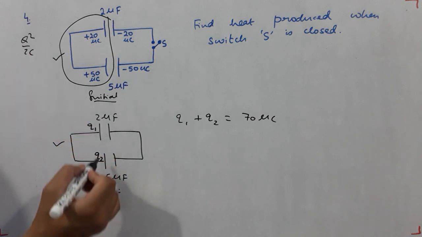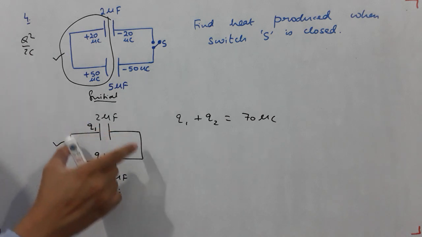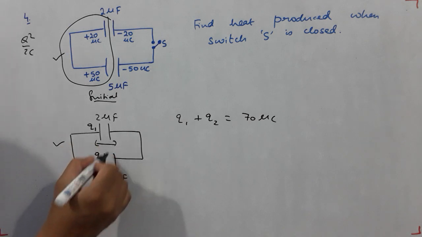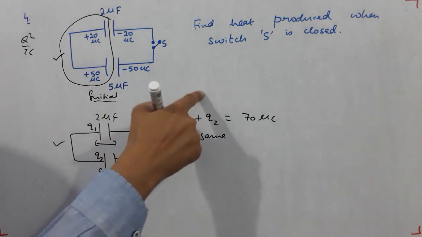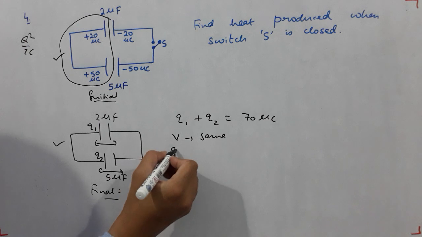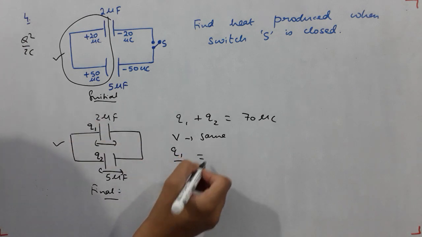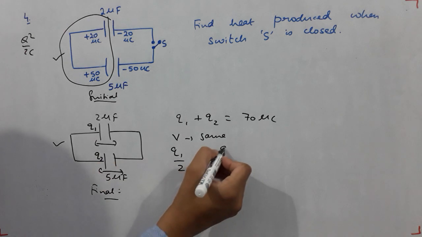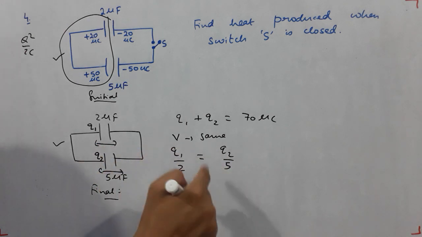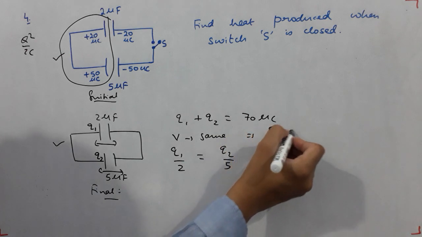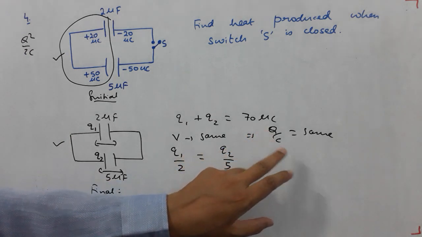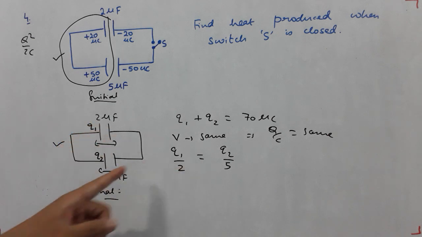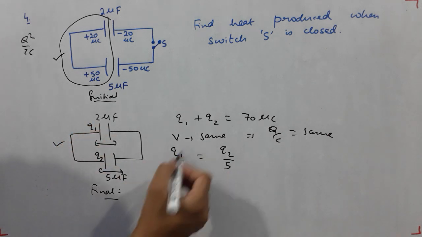Now the two plates of this capacitor and the second capacitor are connected together, so this potential difference and this potential difference must be the same. If V is the same for them, we know Q is equal to CV, so V is Q by C. That means Q1 by 2 should be equal to Q2 by 5. I am repeating it again: V is the same means Q by C should be the same. So for both capacitors, the ratio of charge to capacitance should be equal. This is Q1 by 2 microfarad, this is Q2 by 5 microfarad.